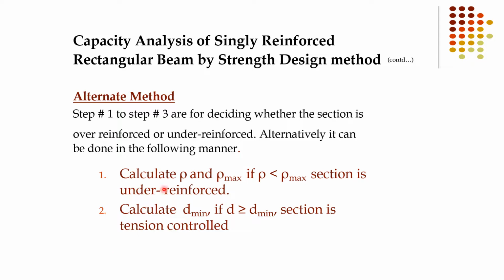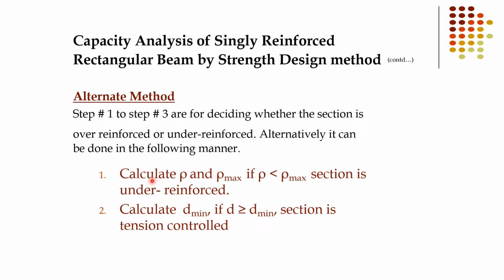Now this is the second alternative method for capacity analysis for a singly reinforced beam. Steps 1 to 3 are for deciding whether this section is over-reinforced or under-reinforced. Alternatively, it can be done in the following manner.